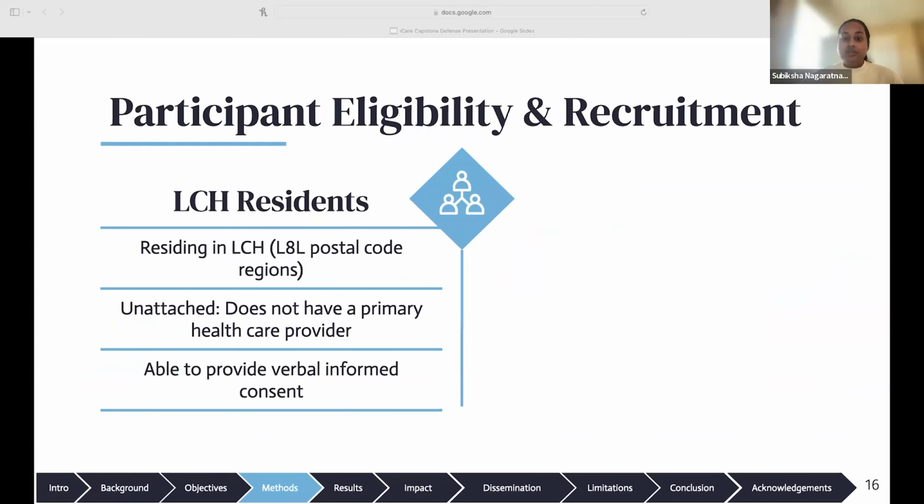The study involved 2 cohorts of participants, the first being Lower Central Hamilton residents without attachment to a primary healthcare provider.